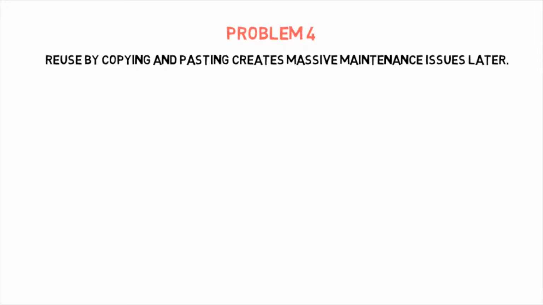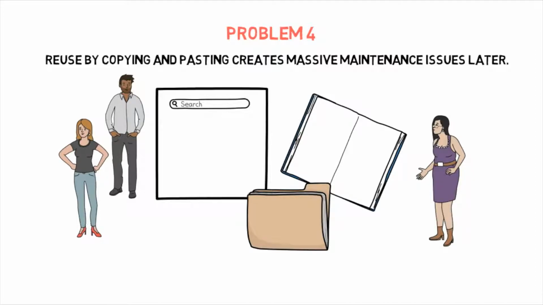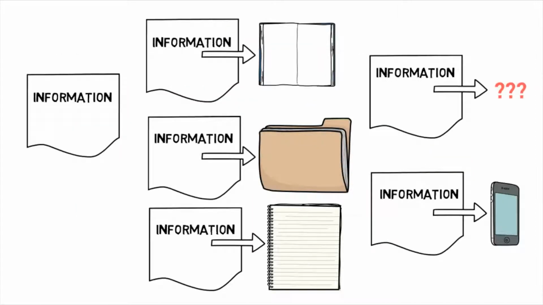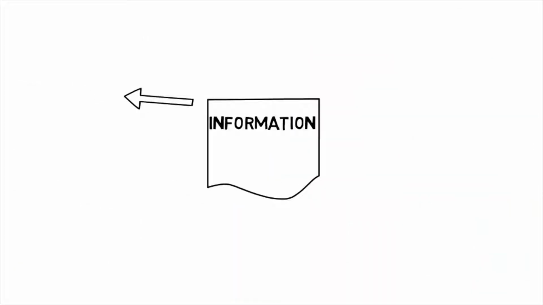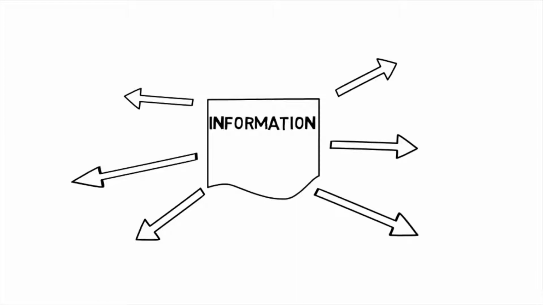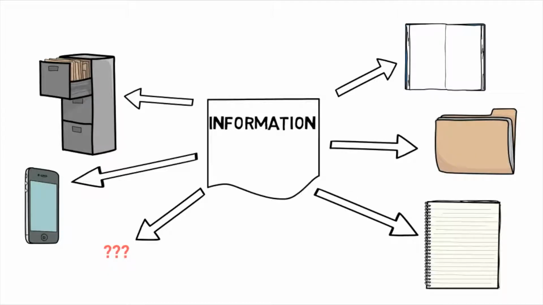Last is problem 4. Reuse by copying and pasting creates massive maintenance issues later. Different customers might need a single piece of information in multiple places in the documentation. To accommodate, writers copy and paste. But when that information needs to be changed, writers have to sift through the documentation to change each instance. Does DITA solve this? Yes. DITA defines advanced linking mechanisms that'll let you reuse content at any level. When you modify reused chunks of information, the change is propagated throughout the DITA files, which leverage the same content. When you publish, the delivered documentation is updated consistently.